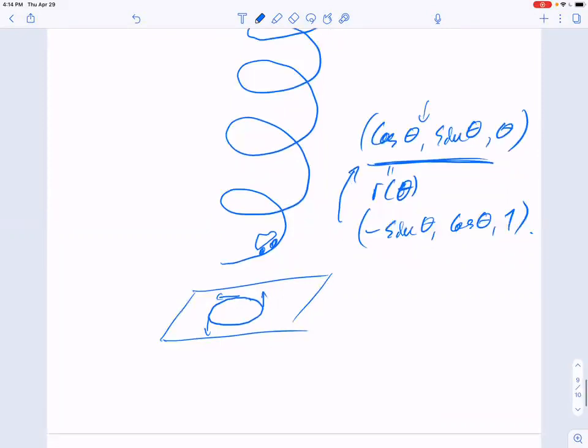Now in physics, you might remember, if you ever took a calculus-based physics course, that you start out with position, r of theta, you take a derivative, and you get velocity. If you take a second derivative, you get acceleration, right? So let's compute the acceleration here. It's just another derivative, so minus cosine theta, minus sine theta, and 0, okay?